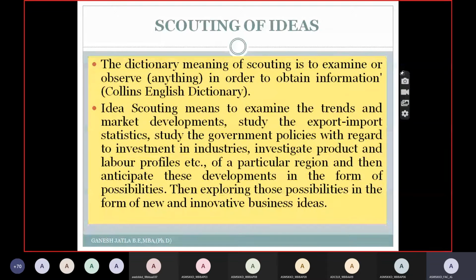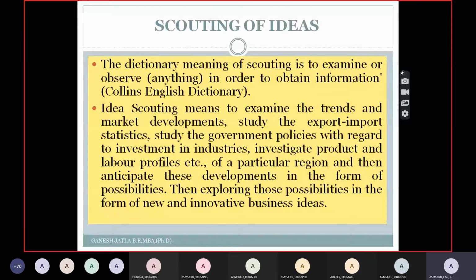So what does scouting mean? It is to examine or observe, as yesterday I told you. So here in project ideas, what does the scouting of ideas mean? Idea scouting means to examine the trends and market developments and study the import and export statistics and study the government policies with regard to investment in industries and investigate product and labor profiles of a particular region and then anticipate these developments in the form of possibility, then exploring those possibilities in the form of new and innovative business ideas.